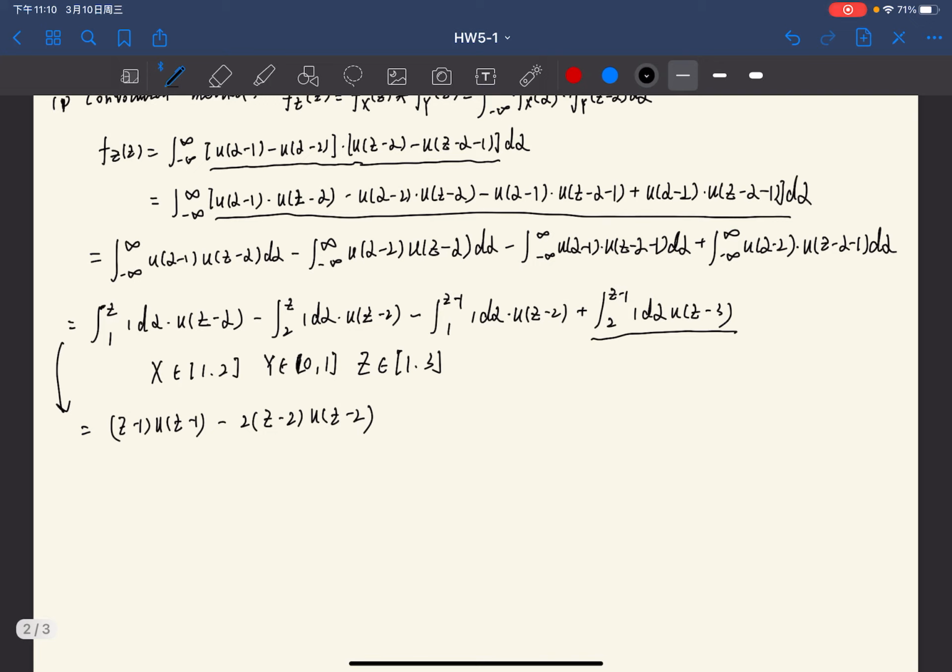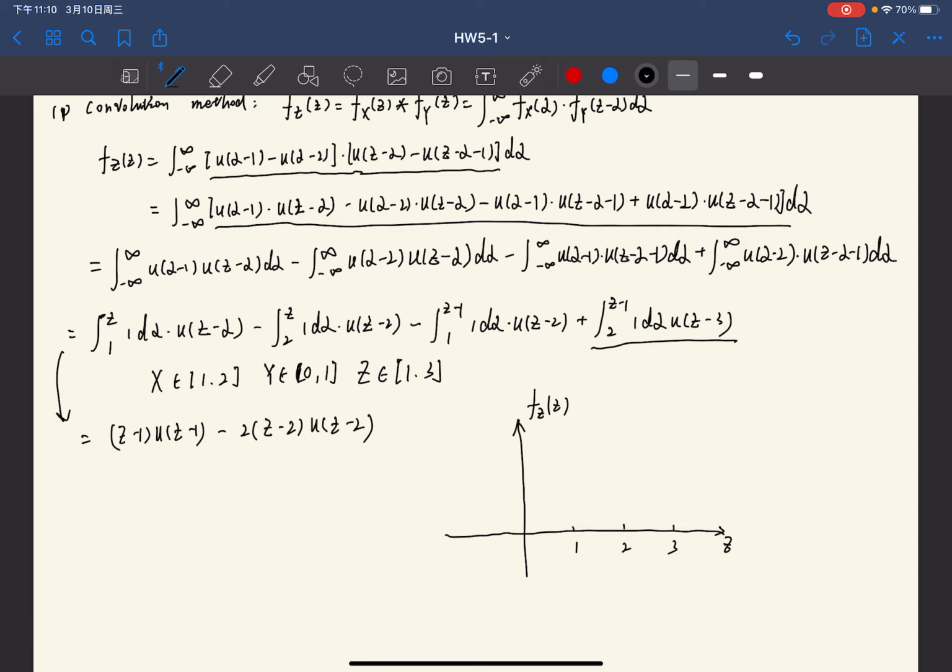And then we can draw the figure of the random variable f_Z(z). It is obvious that when z is smaller than 1, f_Z(z) equals 0. And when z is between 1 and 3, it is obvious that the figure should be this. And when z is more than 3, because the random variable Z is between 1 and 3, it should equal 0. So this is the first question.